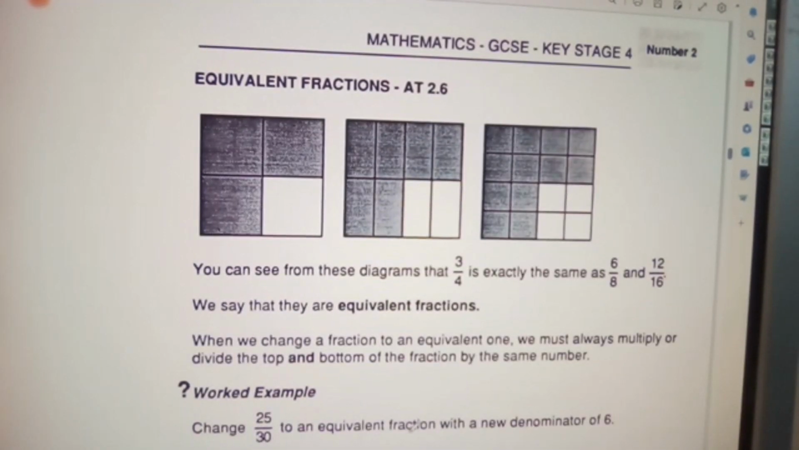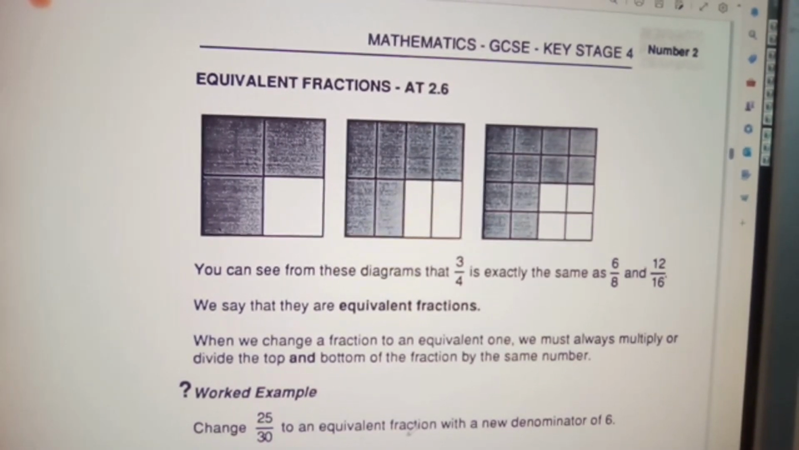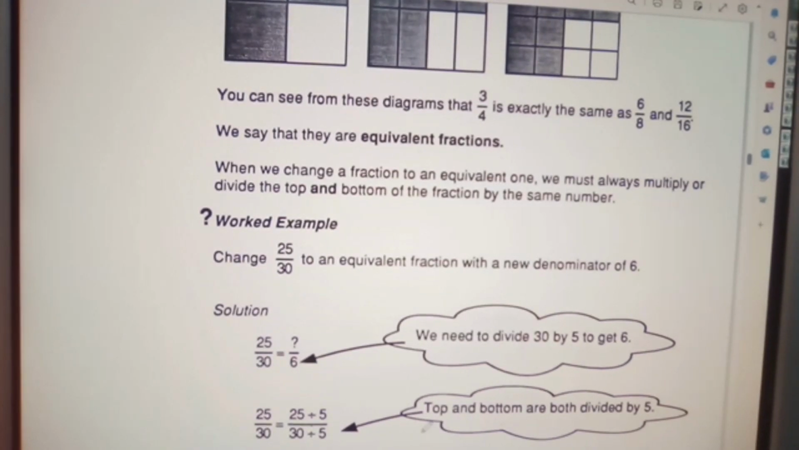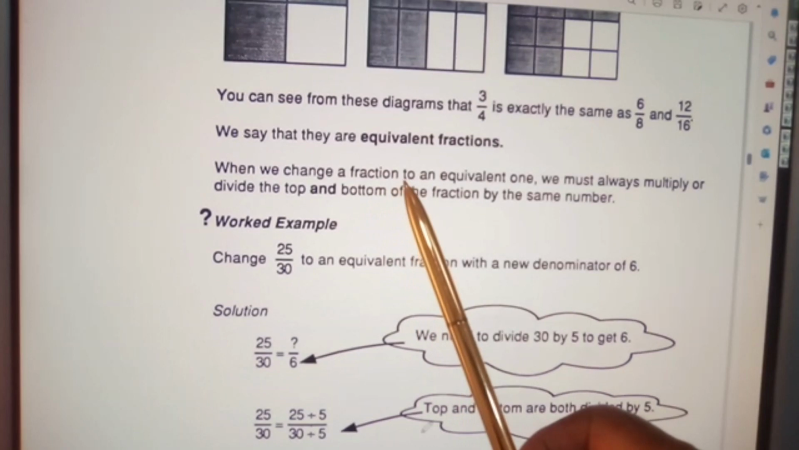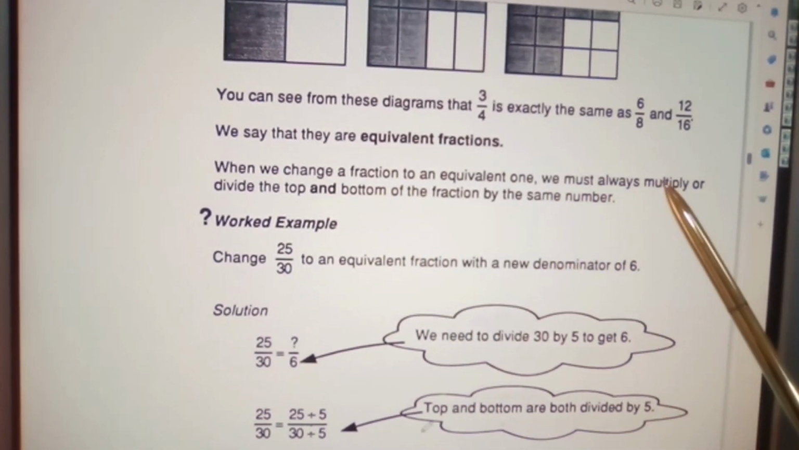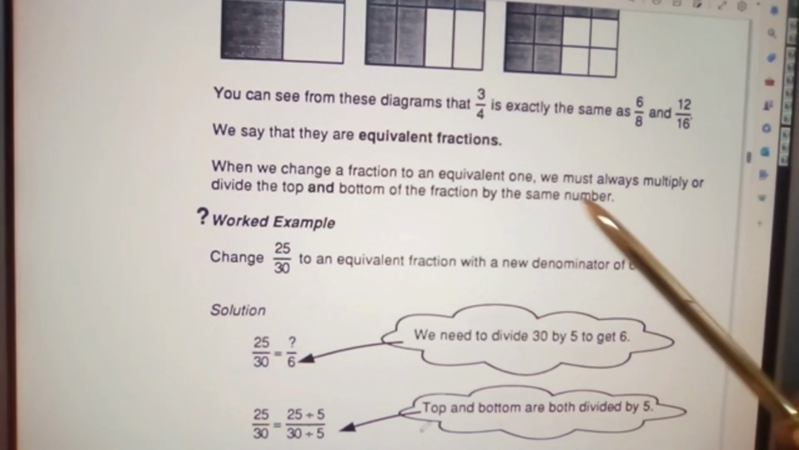Now equivalent fractions. You can see from these diagrams that 3/4 is exactly the same as 6/8 and 12/16. Those would be equivalent fractions. When we change a fraction to an equivalent one, we must always multiply or divide the top and bottom of the fraction by the same number.